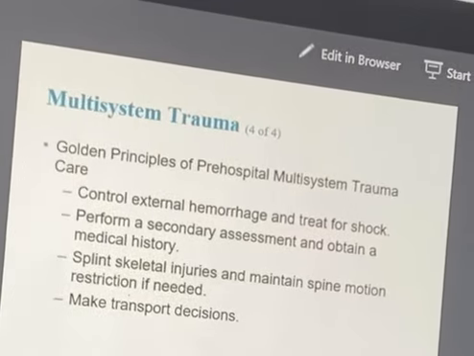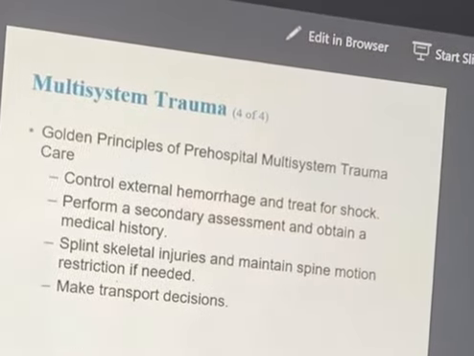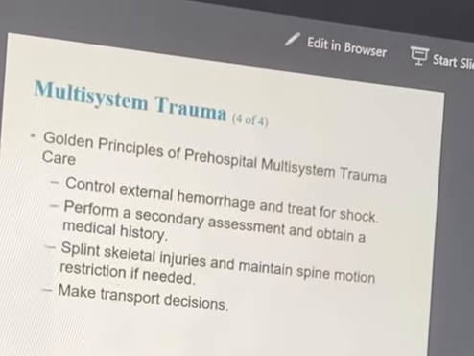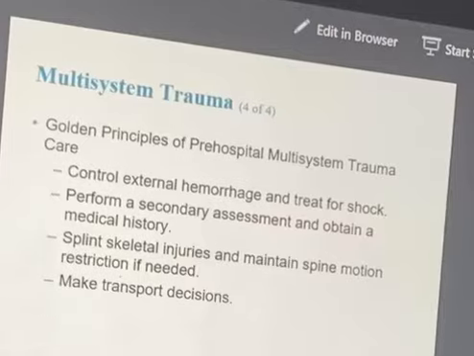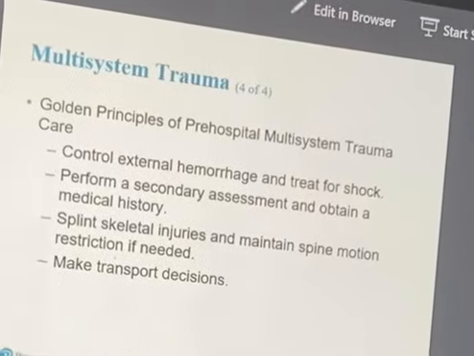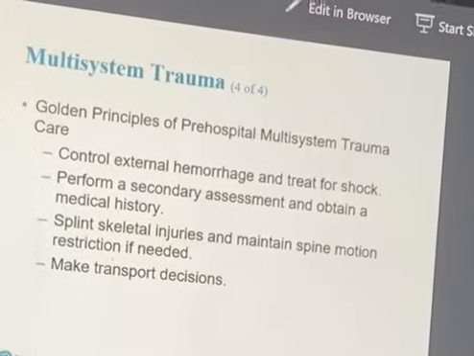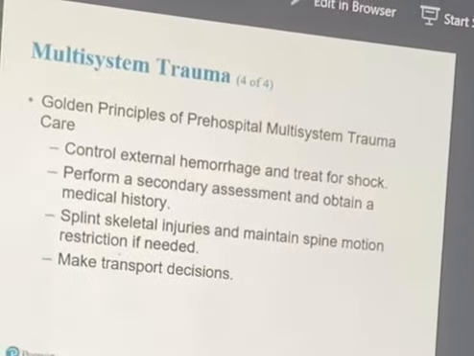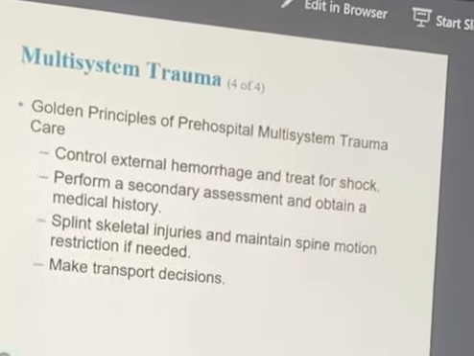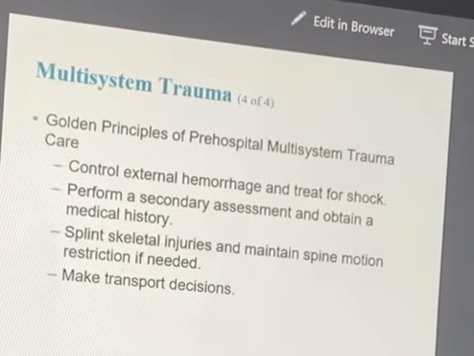After treating immediate life threats, perform a rapid secondary assessment to identify any additional injuries that could potentially be life-threatening. Rapid extrication and rapid transport of the critically injured multi-system trauma patient are essential. The on-scene time is critical and should not be prolonged.